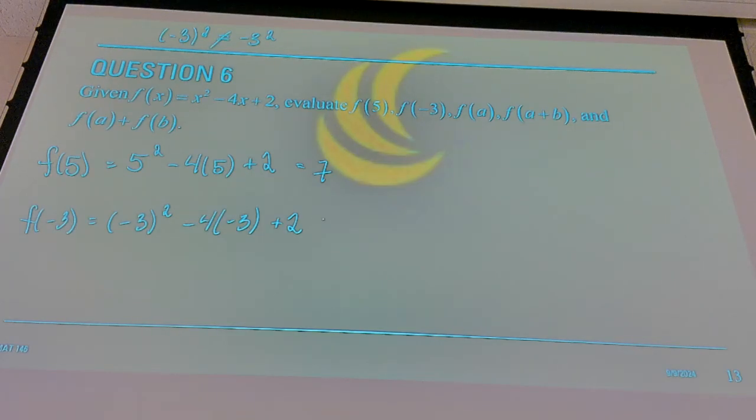Let's say that does not equal. What's negative 3 squared? 9. 4 times negative 3. Negative 12. So we have 9 minus negative 12, which is what? Plus 12. 21. Add 2. 23.